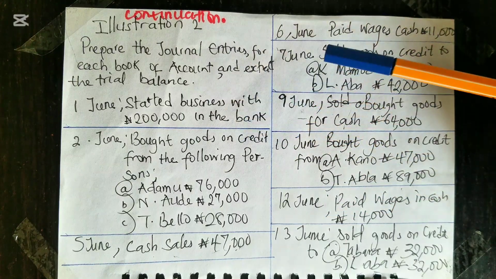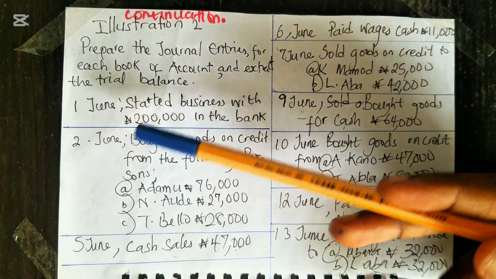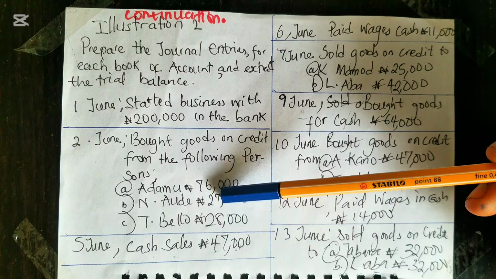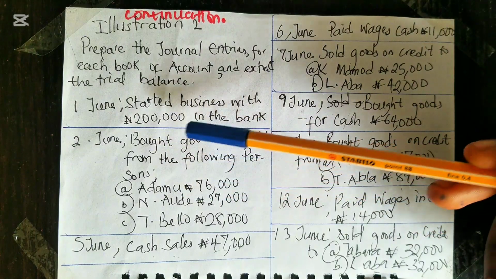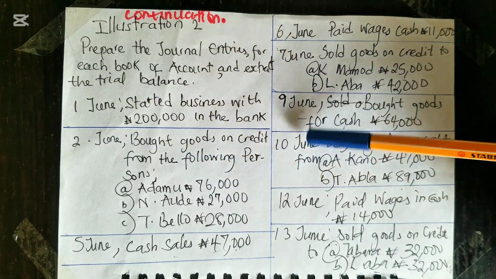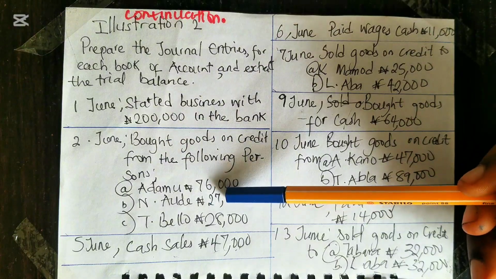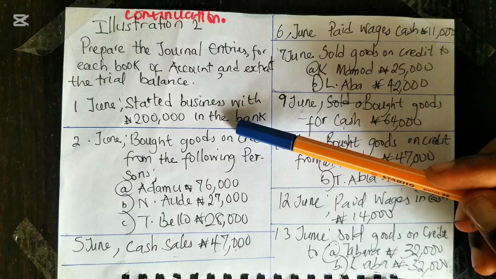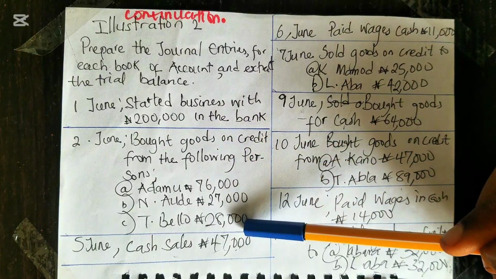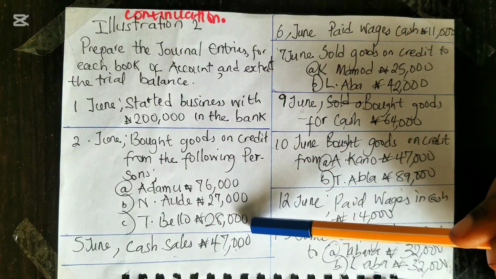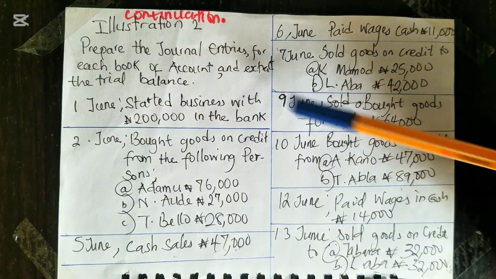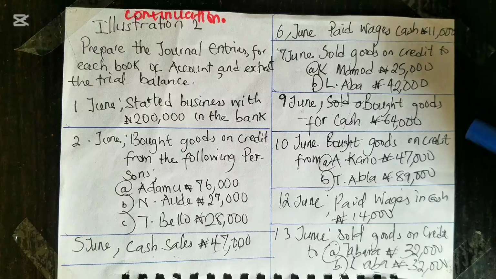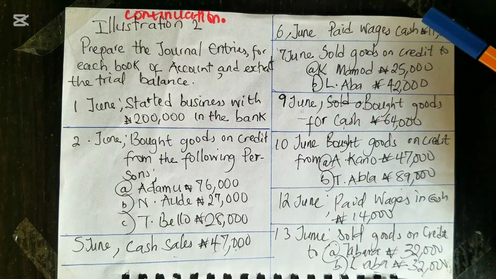Do you understand? So just like, for example, in this June 2, Adam is 76,000. This is purchases, because it was goods bought on credit. Because goods are bought on credit, you're going to prepare a purchases day book, not a purchases account. But by the time you are done with the purchases day book, we're going to extract the purchases account and put it there. I'm going to be explaining that. But for now, let's just start preparing the accounts.